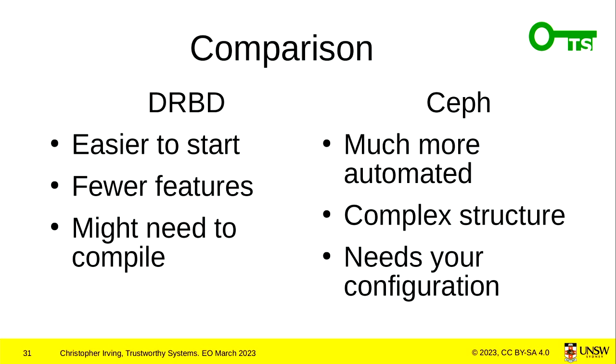Of course, that simplicity comes at the expense of DRBD not doing nearly as much. It will replicate the contents of this block device, but it has a hard time recovering from conflicts, and it doesn't really support any additional features on top of that. Ceph, much more automatic. It does a lot of things for you without you even having to issue commands. It is very capable of fixing up issues with the consistency of data, for instance. But it has a much more complex structure to making a Ceph cluster work. There's a lot of daemons that all need to exist and communicate with each other.